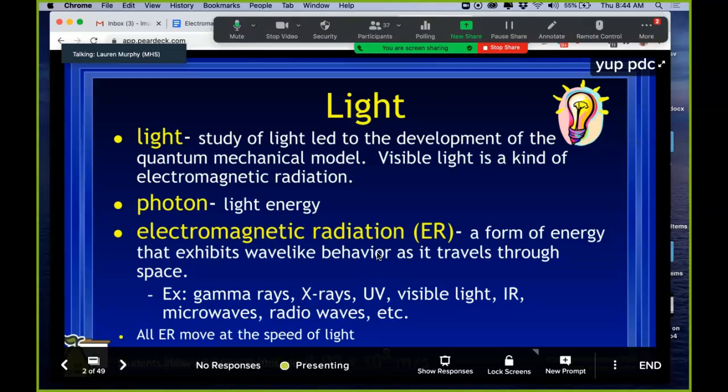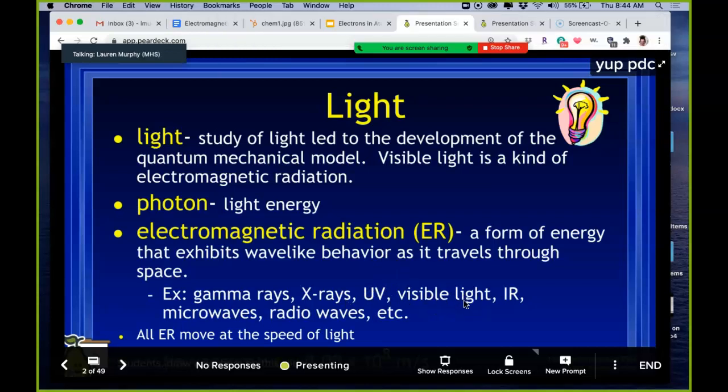Now, there's plenty of electromagnetic radiation that you've heard of. You've heard of X-rays, you've heard of UV rays. Obviously, visible light is the light we can see. I'm sure you've heard of infrared. That's what IR stands for. And microwaves and radio waves and then gamma rays. I listed these in order of the most energy to the least energy.